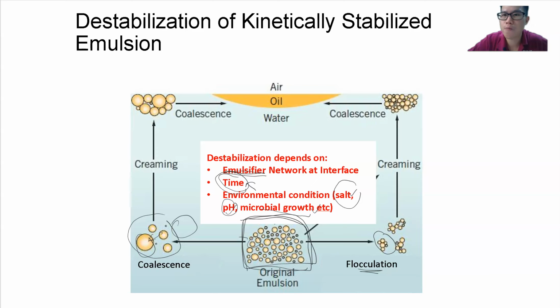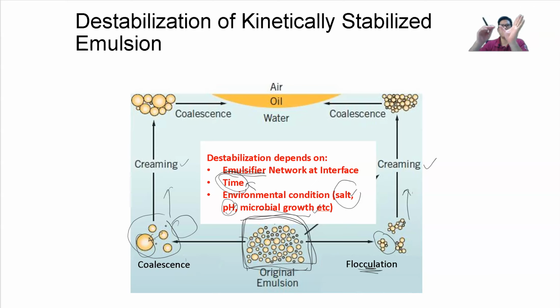They stick to each other, but the emulsifier is still forming a barrier in this case, so they do not merge together, which means it did not lead to coalescence. This is flocculation. As I mentioned, when the cluster becomes bigger, the difference in density is higher. Eventually, when it is high enough, it is going to float to the top. When it floats to the top, this is what we call creaming.